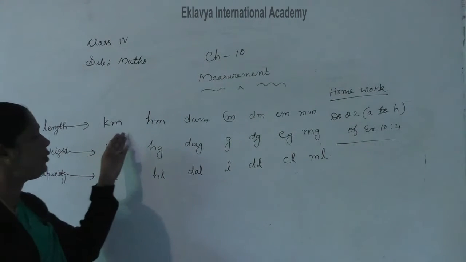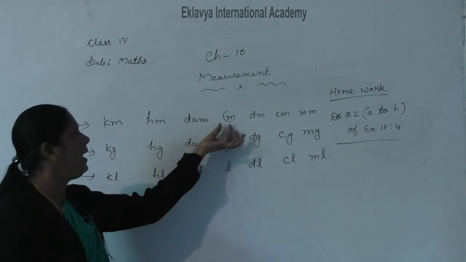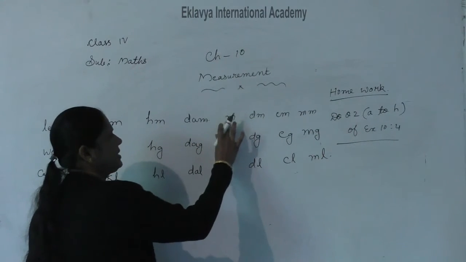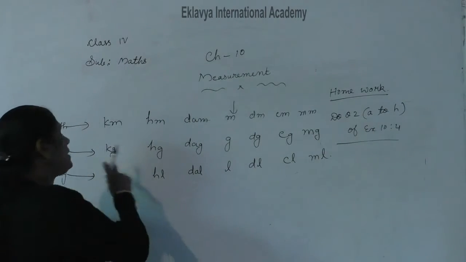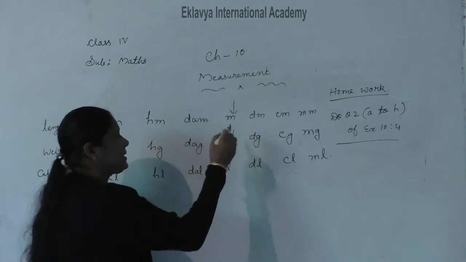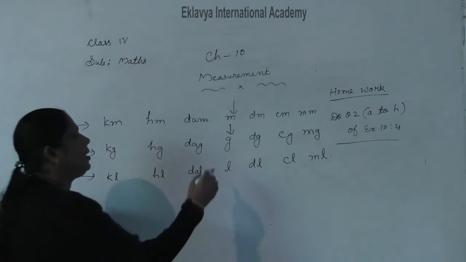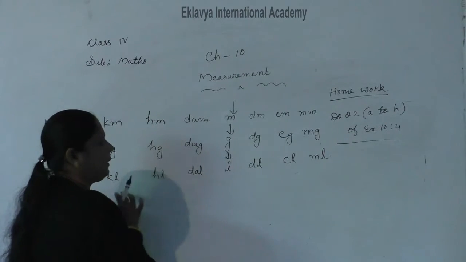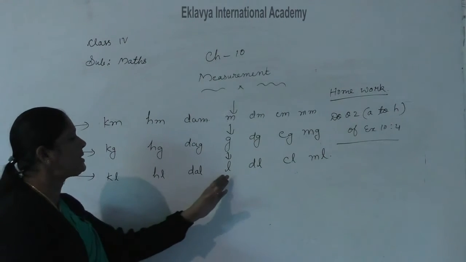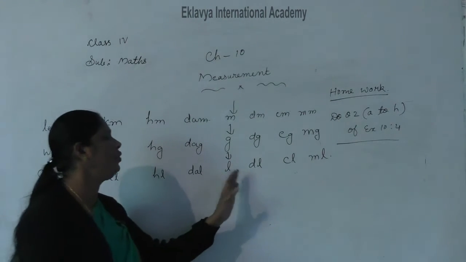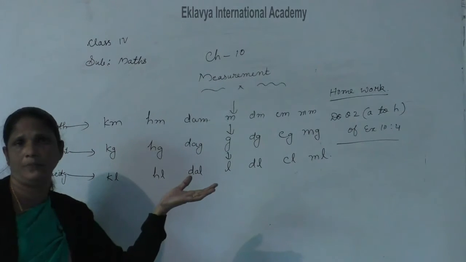The base unit of length is meter. This is the base unit. The base unit of weight is gram. The base unit of capacity is liter. Then how many steps do we jump from one unit to another unit?